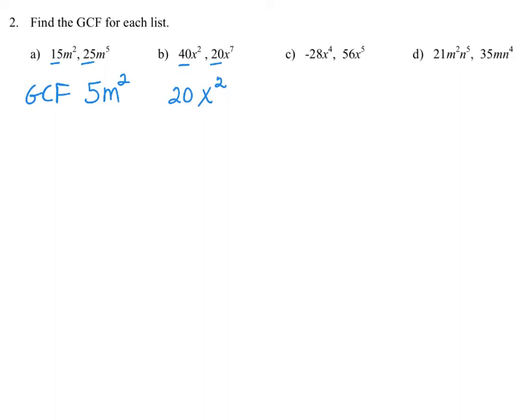Let's look at example C, negative 28x to the fourth and 56x to the fifth. The greatest common factor of negative 28 and 56, the largest number that goes into both of those, is 28. 28 does go into 56. 28 times 2 is 56. And they both have that variable x. So the greatest common factor includes the least exponent, or x to the fourth.